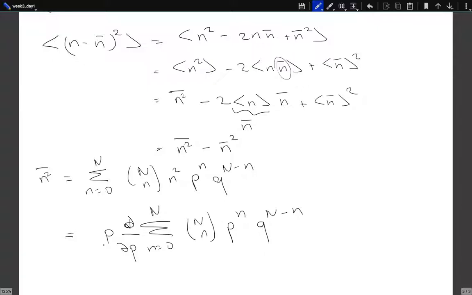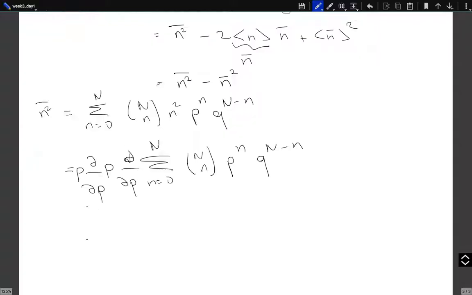So let me first multiply by p, so that the power of p is restored to n. Then I take the derivative with respect to p again. So it brings down another factor of n, and then the power of p is now n minus 1. Let me multiply with p once more. So this is the average of n squared: p times the derivative with respect to p of p times the derivative with respect to p of p plus q to the n.